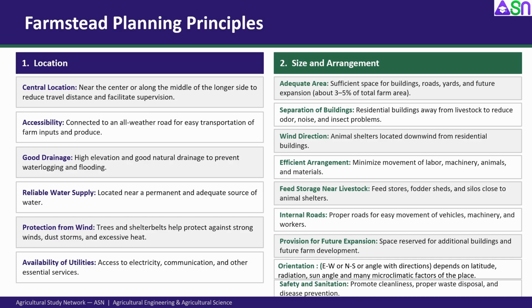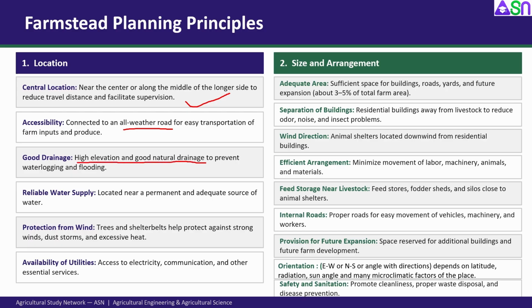And if we go to the location part, the farmstead should be located near the center of the farm or along the middle of the longer side of the farm. This helps to reduce the travel distance between the farmstead and the fields and also makes the supervision easier. Next, the farmstead should be connected to an all-weather road so that farm inputs can be brought in and farm produce can be transported out without any difficulty. The site should have high elevation and good natural drainage. This prevents waterlogging and flooding.